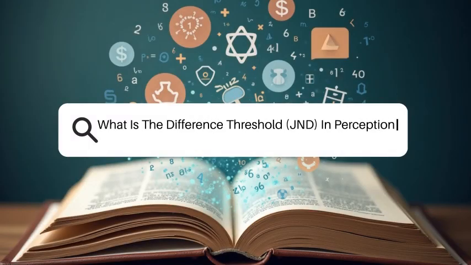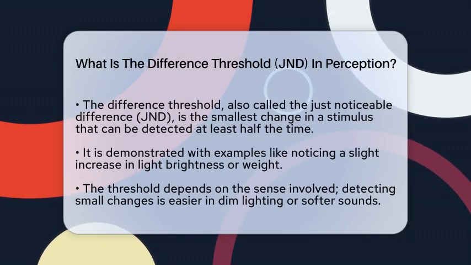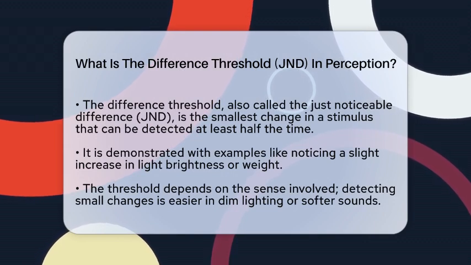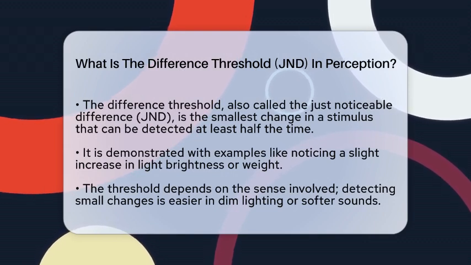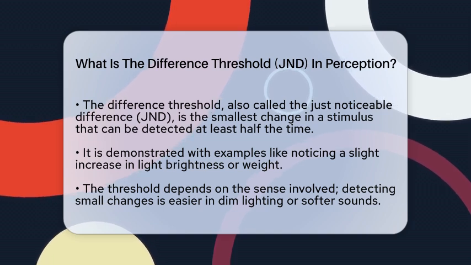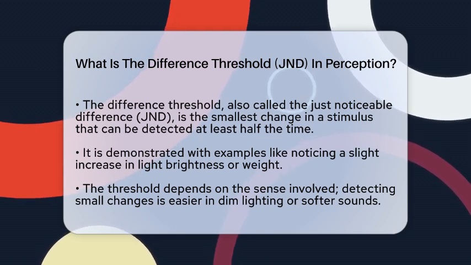What is the difference threshold, JND, in perception? Imagine you're in a room with two lights. One is just a little brighter than the other. How much brighter does it need to be before you notice the difference? That tiny change is what we call the difference threshold, or the just noticeable difference. It's a fascinating part of how our senses work.